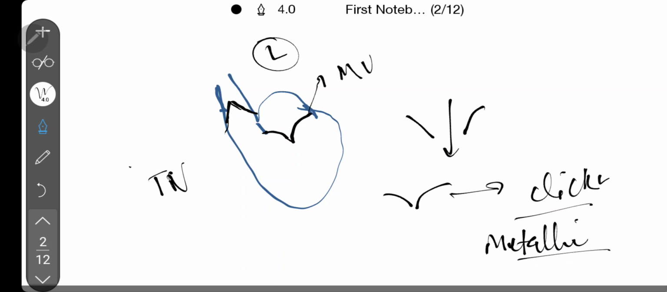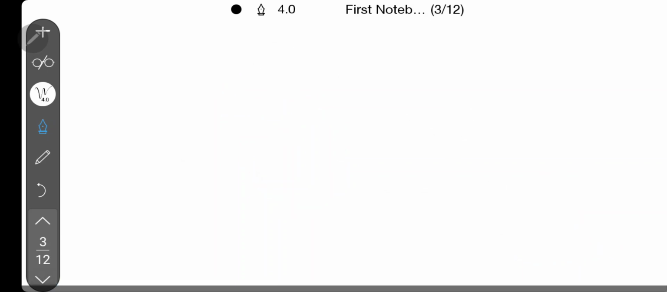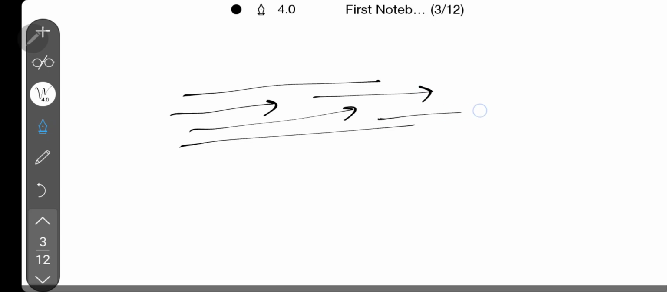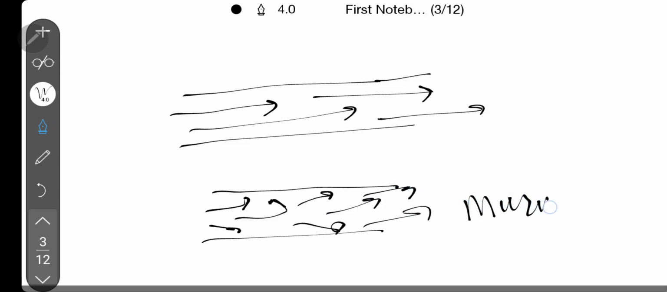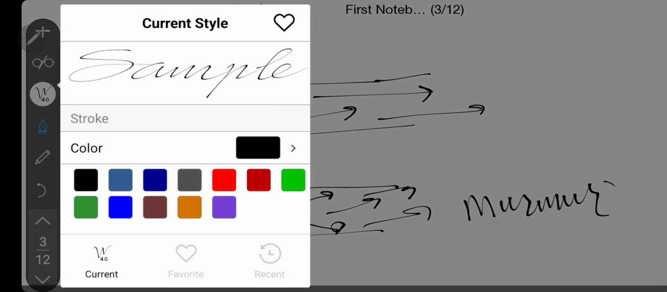How are murmurs produced? It is because of a basic principle of physics. In a normal valve, when the blood is flowing through it, it's a laminar flow. If it's a laminar flow, no sound is produced. But in a stenotic valve, the flow is not laminar, it's turbulent. And this turbulent blood flow produces a sound that is called a murmur. Let's discuss the different murmurs over here.